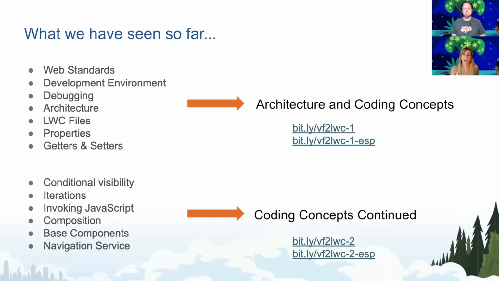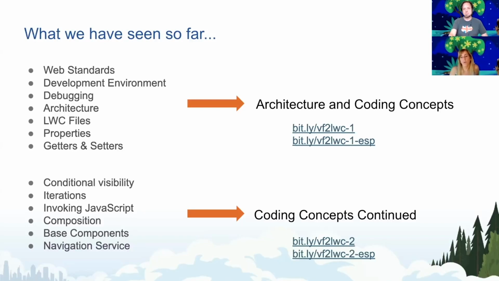And with that, I'm going to start by reviewing what we explained in the previous webinar. If you haven't watched them, you have the opportunity to do that. In the first webinar, we reviewed the architecture and coding concepts of Lightning Web Components, always from the perspective of a Visualforce developer. We started to talk about how to configure your development environment. We talked about how to debug Lightning Web Components. We compared Visualforce architecture with Lightning Web Components architecture, and we started to talk about things like properties, getters, etc.